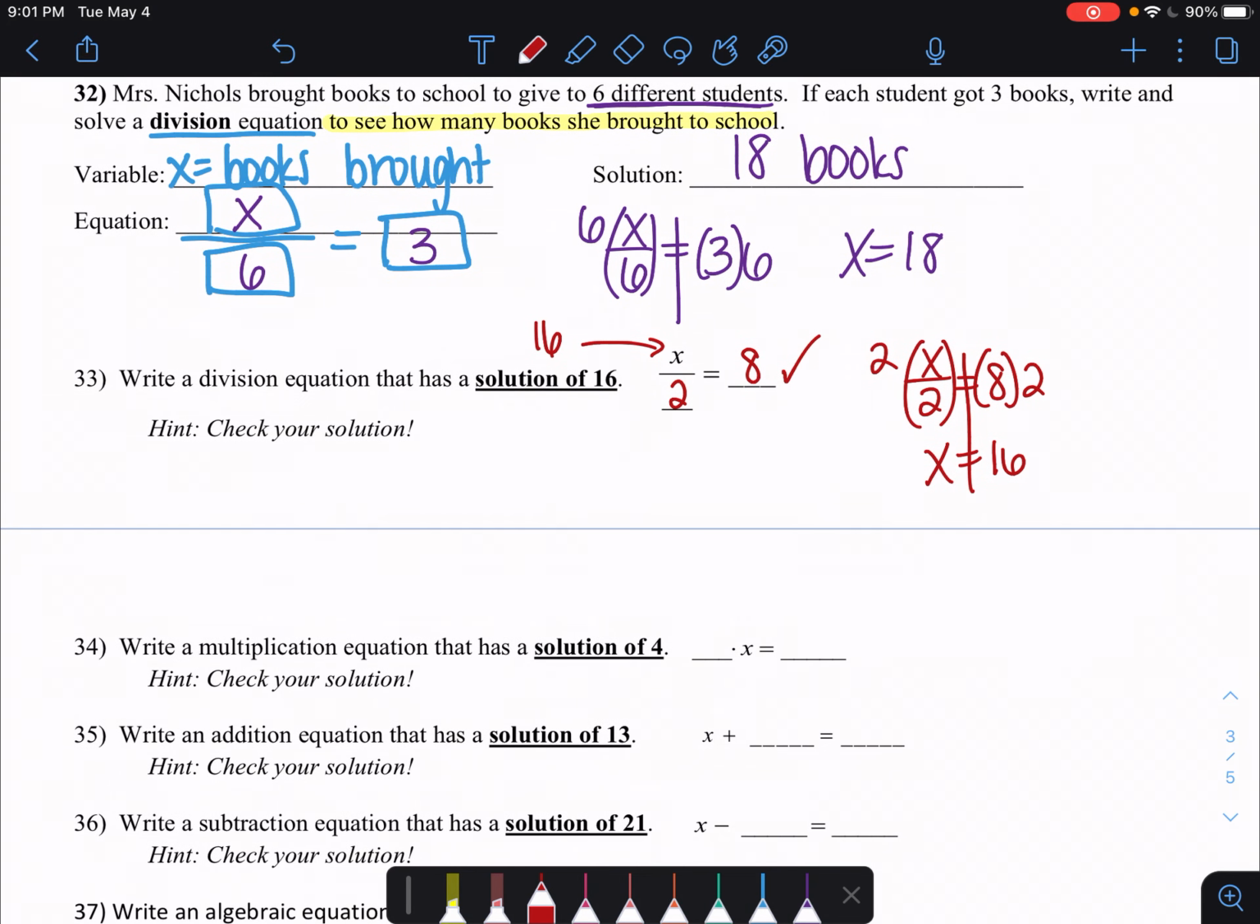Number 34, write a multiplication equation that has a solution of 4. That means that this X is 4. So let's say I do 7 times X equals something. So 7 times 4 is 28. And if I solve that equation, I'm going to divide by 7. So X equals 4.